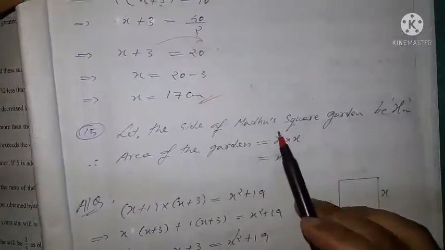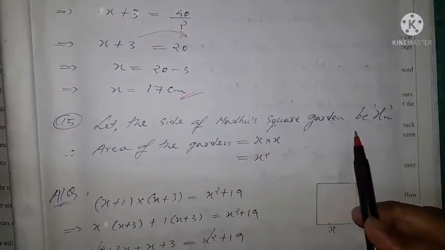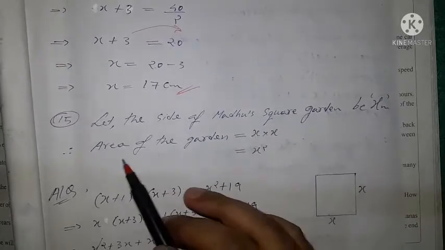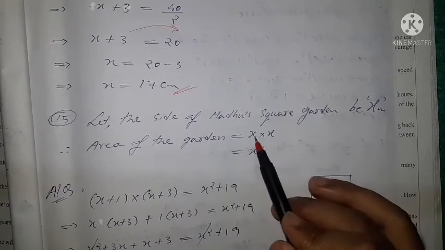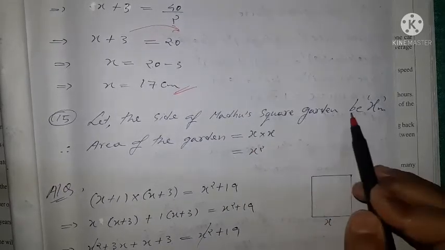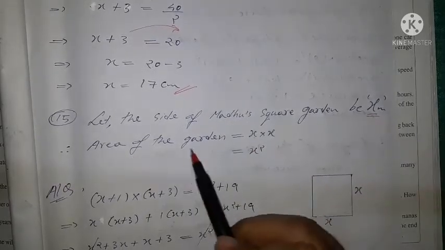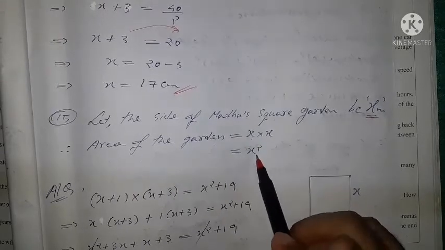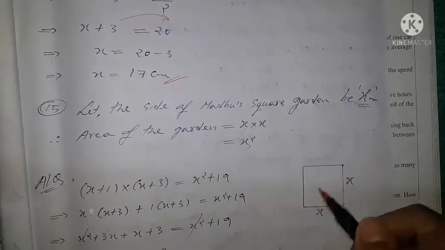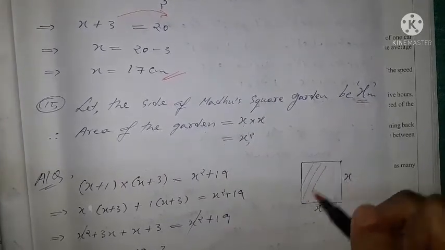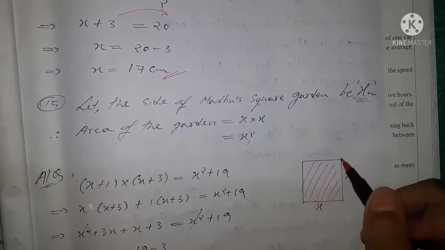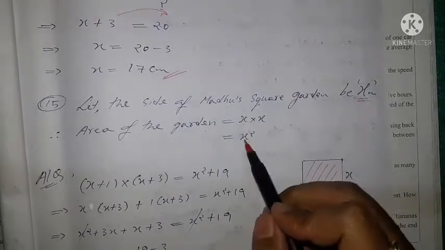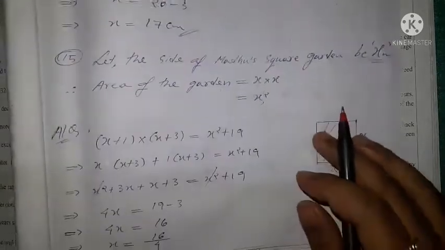Let the side of Madhu's square garden be x. We know that the formula to find the area of a square is x square, that is x into x, side into side. If each side measures x, then the area of the garden will be x into x, that is x square. Suppose this is the square garden that each side measures x, so the area is x into x, that is side into side, equal to x square.